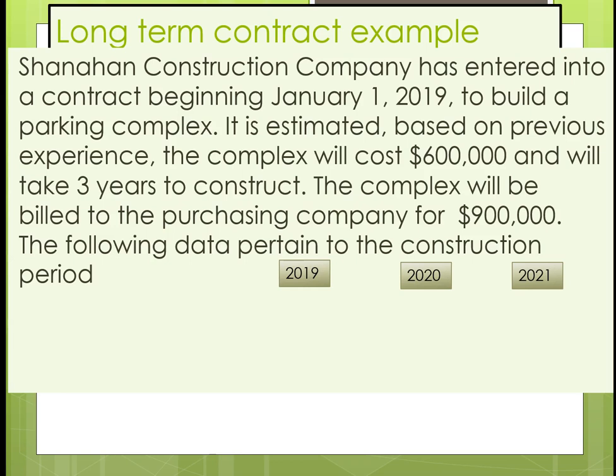So let's take a look at an example. Shanahan Construction Company has entered into a contract beginning January 1st of 2019 to build a parking complex. It is estimated, based on previous experience, the complex will cost $600,000 and will take 3 years to construct. The complex will be billed to the purchasing company for $900,000. The following data pertain to the construction period. First of all, we know it's going to cost us $600,000. It's going to take 3 years, and we're going to be able to bill them a total of $900,000.